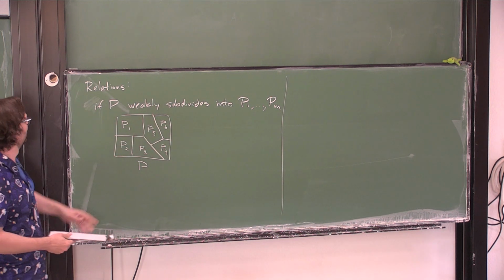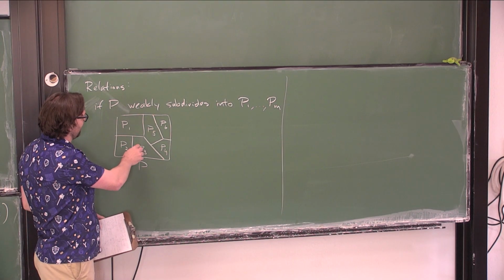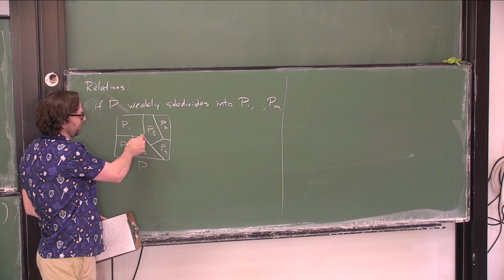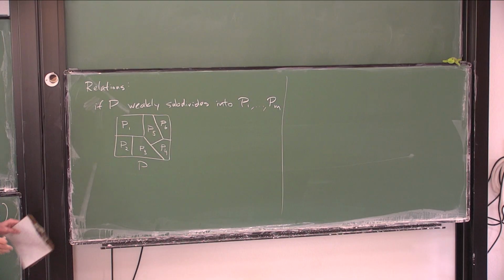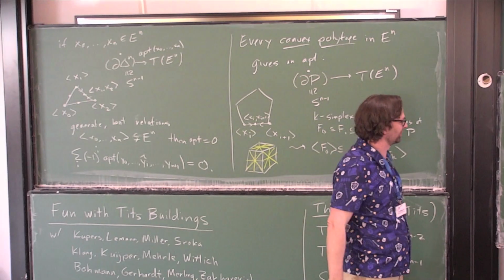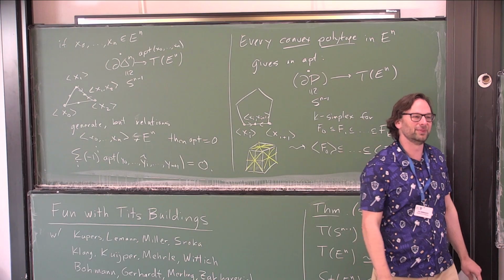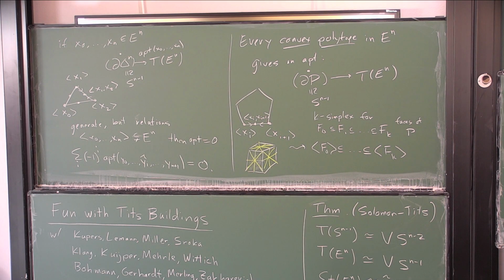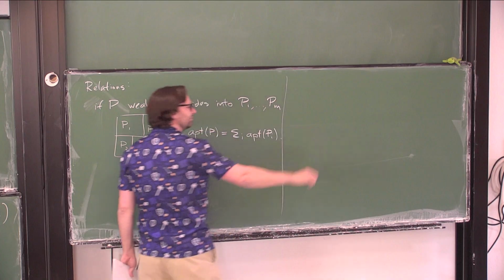So I've cut it up. And I said weakly here because I'm not assuming that any two polytopes intersect along a face. So for instance, P3 and P5 here, their intersection is this, which is not a face of P3. You could insist that they intersect along a face, but I'm not going to do that. So this is a very weak notion of cutting one up into pieces. Okay, so if this is true, then the apartment class for P is the sum of the apartment classes for the P_i's. That's the relation.